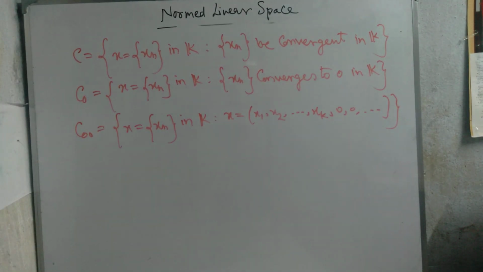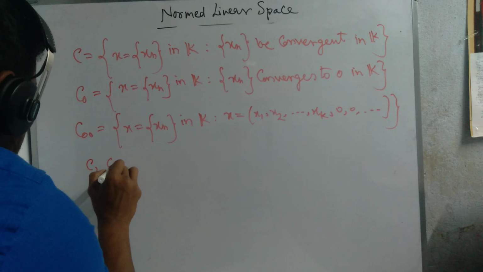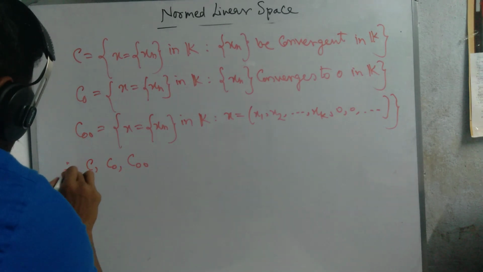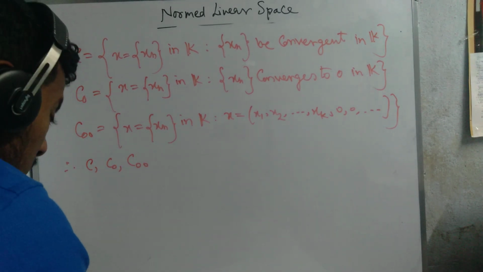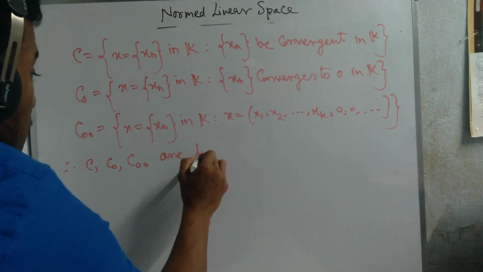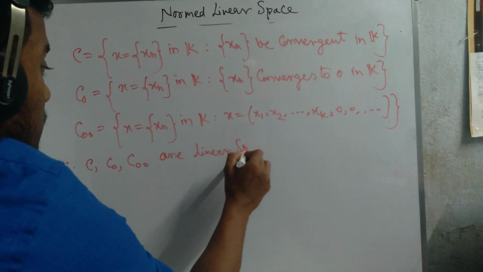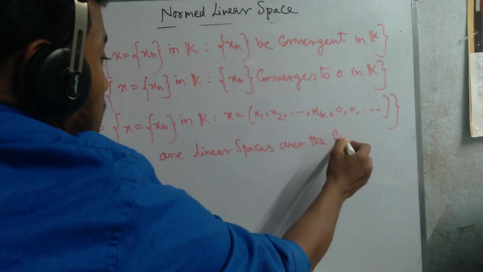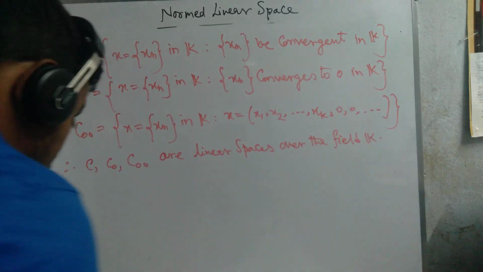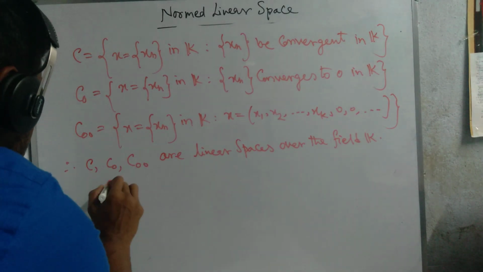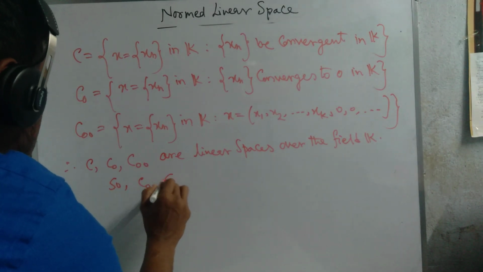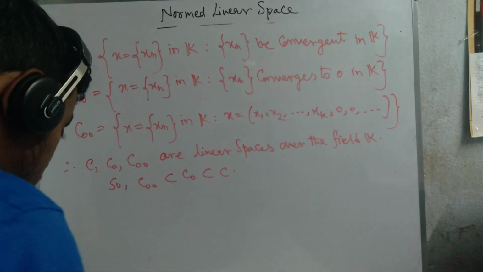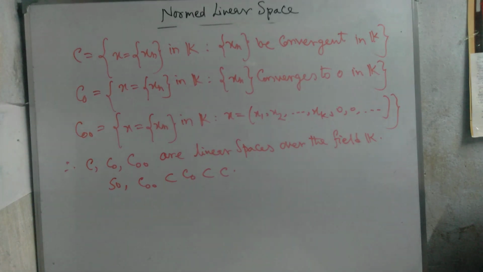Okay. Then what happened? Then simply we get that C, C0, C00 are linear spaces over the field K. So C00 is a subset of C0, which is a subset of C.